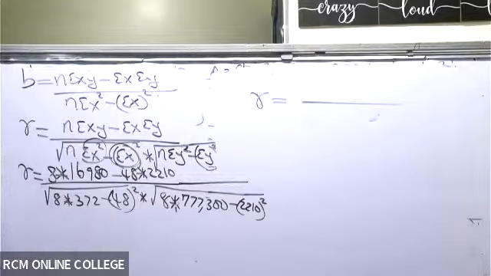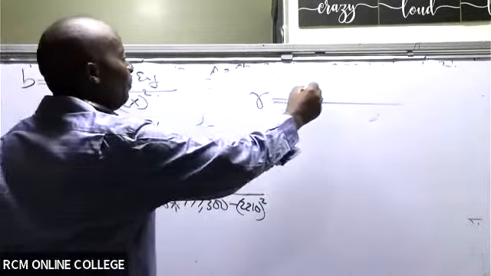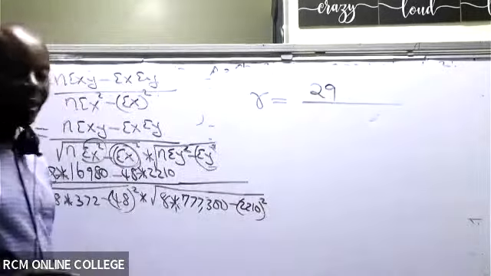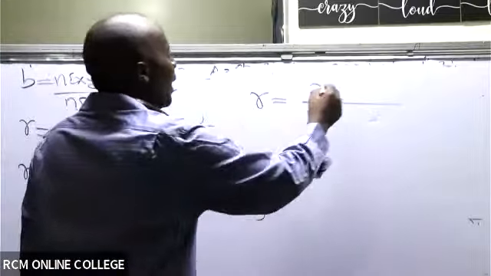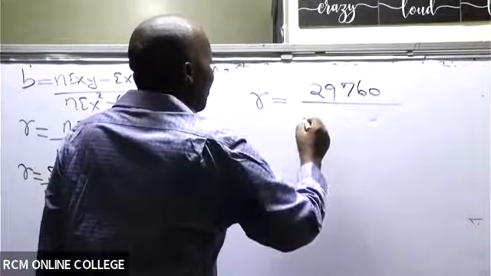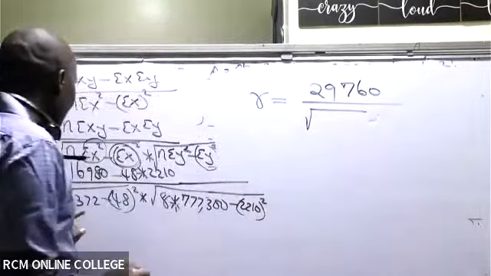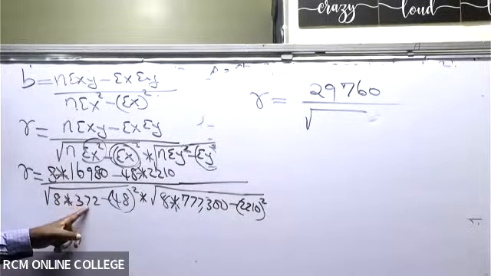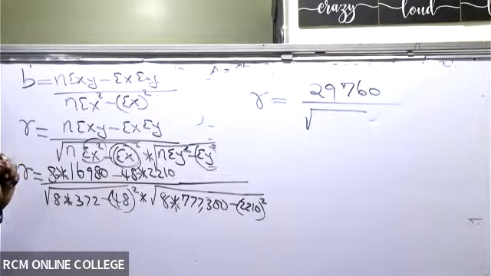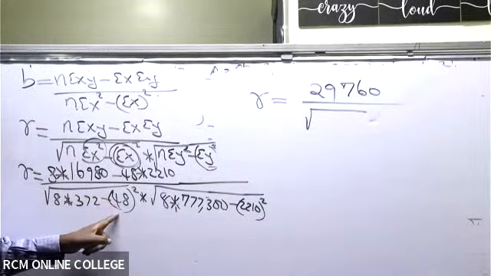So they have confirmed that the numerator here is 29,760. 29,760 divided by, is there somebody who is able to give me what we have under the square root here? 8 times 372 minus 48 squared. Just that.